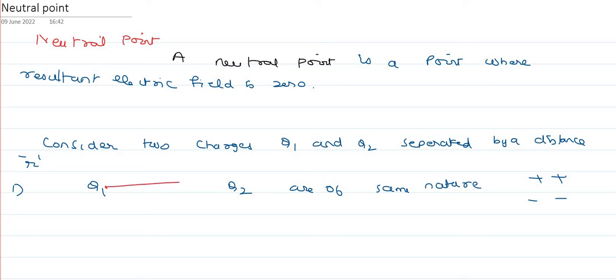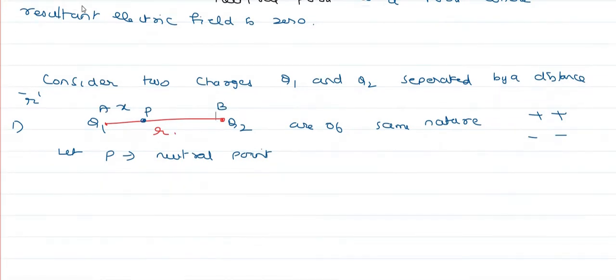Okay. So when they are separated by a distance r, the neutral point is where the net electric field is zero. Consider that P is the neutral point. If P is the neutral point, measured from A, let us consider AP equal to X. And what will be PB? PB will be r minus X, right?